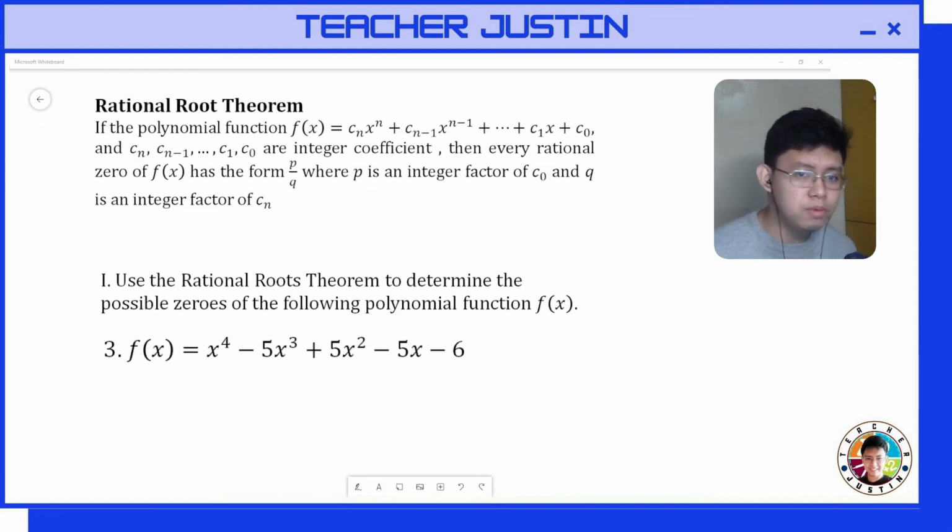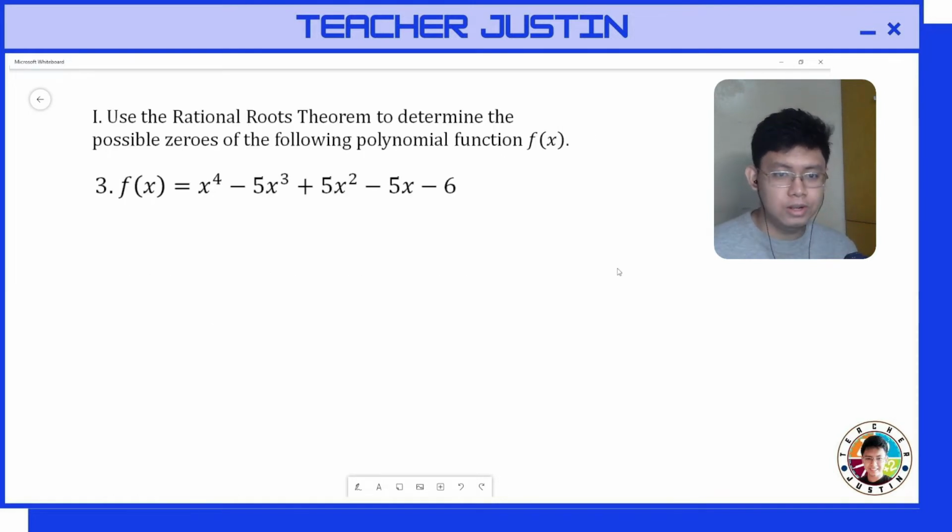On today's topic, we're going to talk about Rational Root Theorem. Now, what is Rational Root Theorem? Rational Root Theorem is a method that we can use in order for us to identify or determine the possible zeros of a polynomial function. So let's have an example.